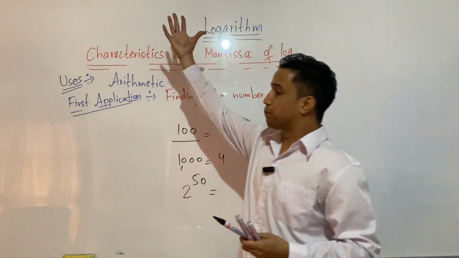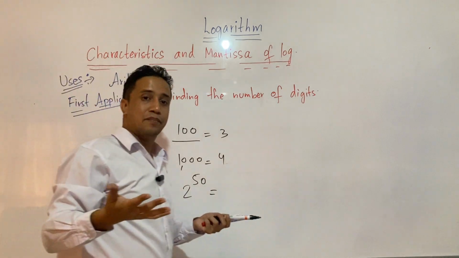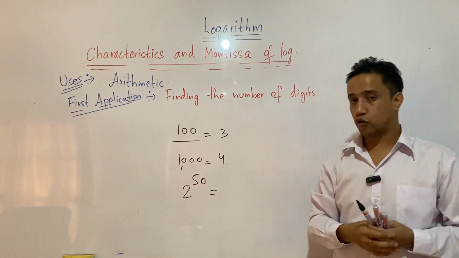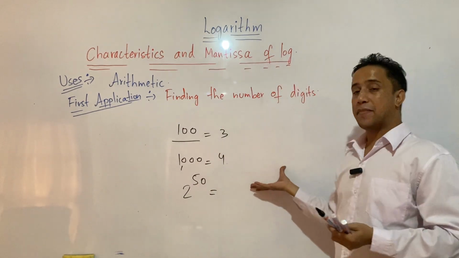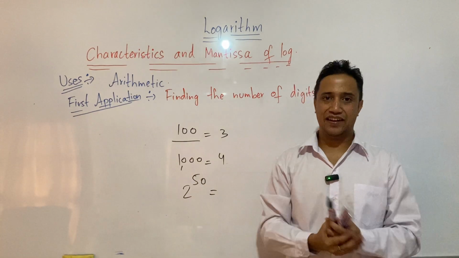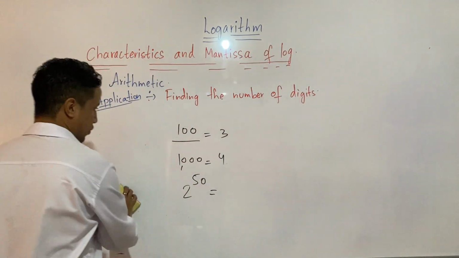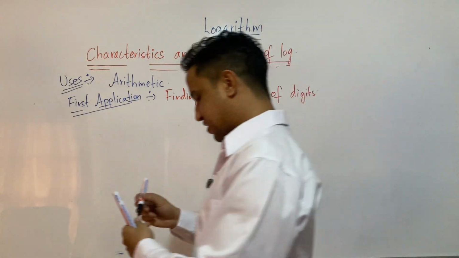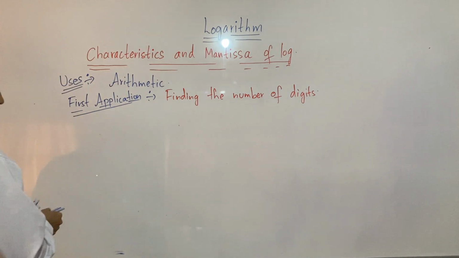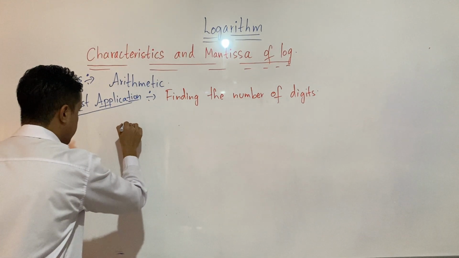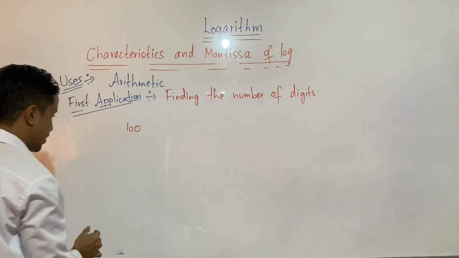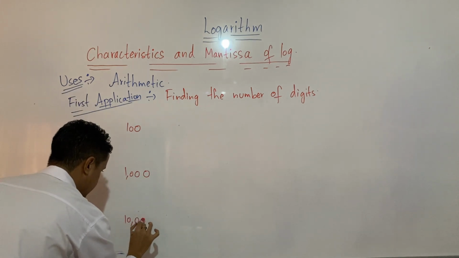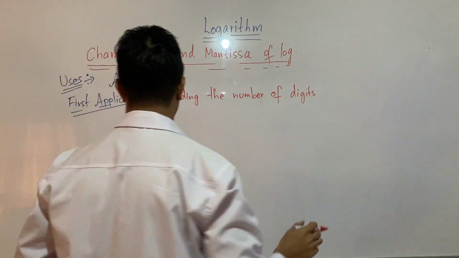Now the beauty of logarithm is that using logarithm we can easily find out how many digits are going to be there in any number. So let's start with it. First I will take a few numbers: here I will take the number 100, here the number 1000, and here the number 10,000.